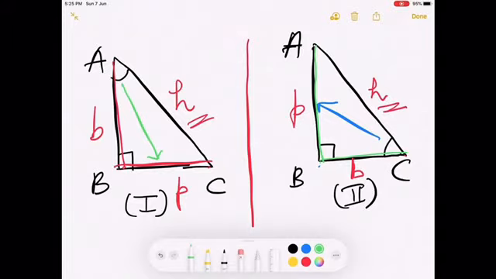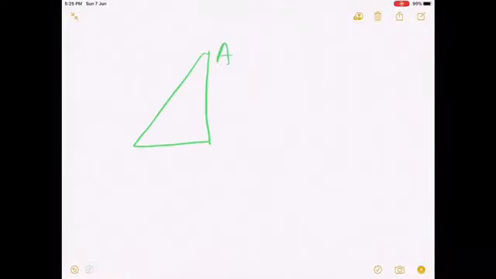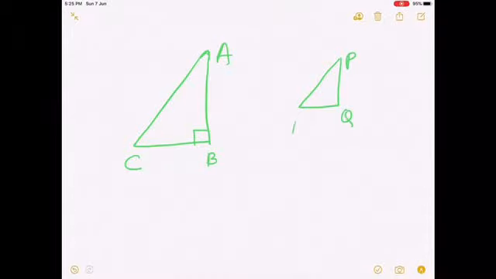So after clearing the concept of base and perpendicular, let us clarify one more concept. Let us say I have a right angle triangle, and again I am drawing a right angle triangle here. This is triangle ABC, the same type of triangle which I had drawn earlier, and I draw one more triangle here, triangle PQR.